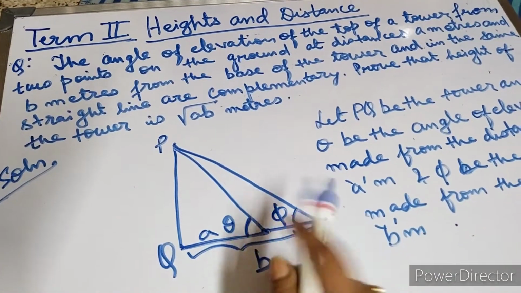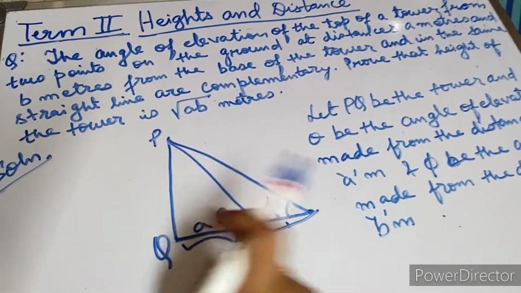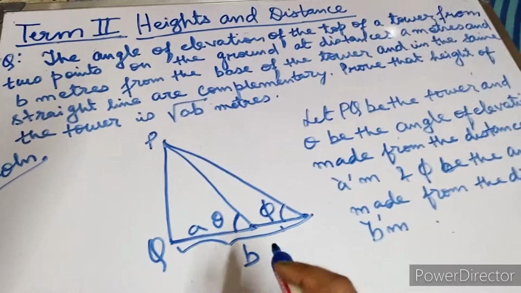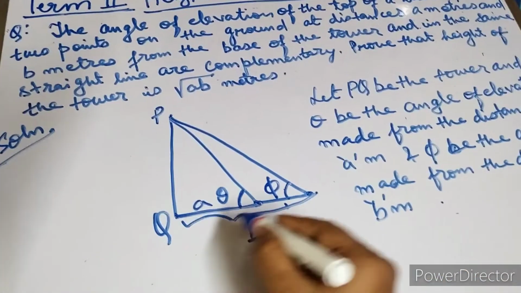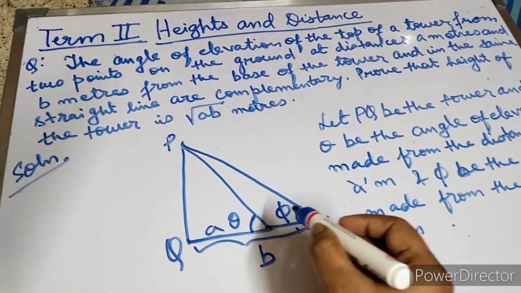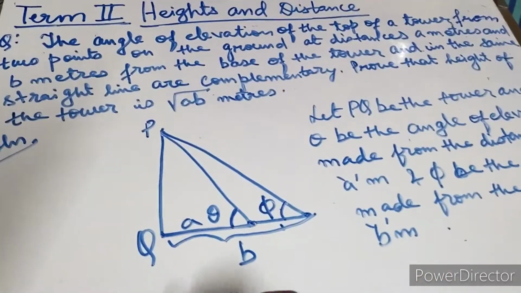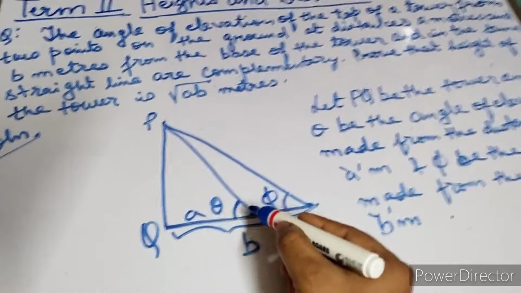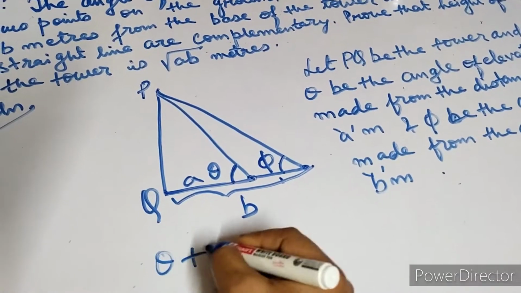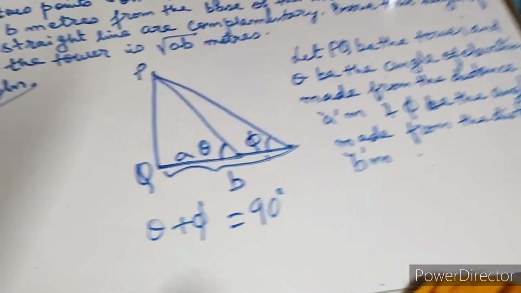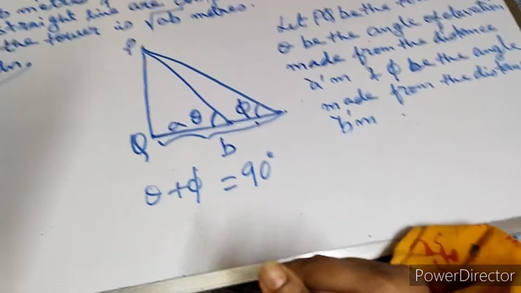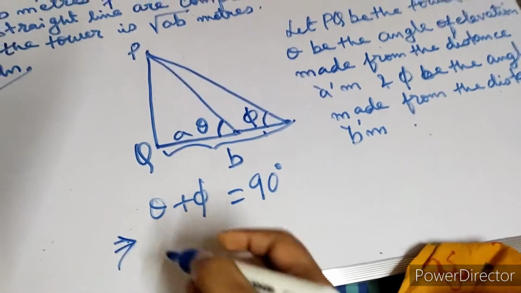See, in the same straight line means not in opposite directions of the tower, not on the opposite side of the tower. It is on the same side of the tower. So in the same straight line, the angles of elevation are complementary, means theta plus phi. Complementary angles always sum to 90 degrees. So theta plus phi is 90 degrees.